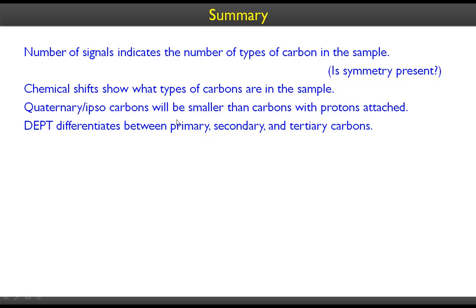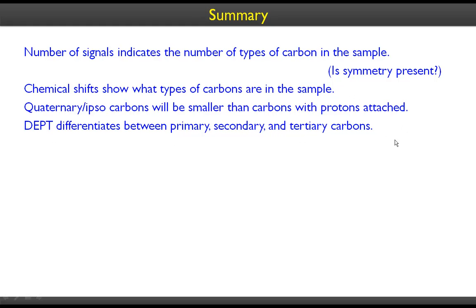Quaternary and ipso carbons would be smaller because of their relaxation times, which are much higher, and they can be differentiated using edited carbon 13 NMRs. APT and DEPT would help you gain information as to whether the given carbons are primary, secondary, tertiary or quaternary.